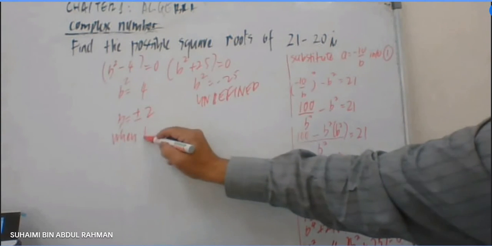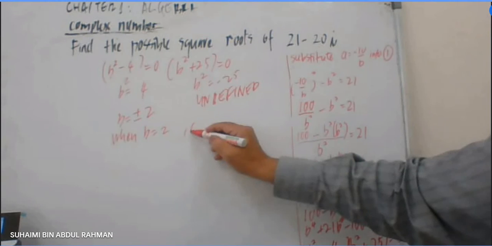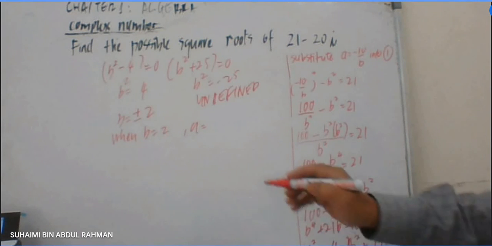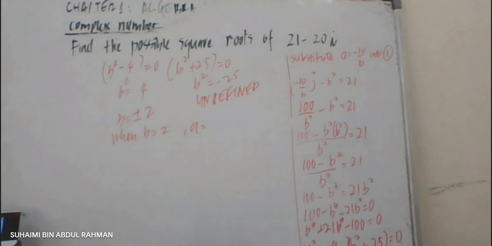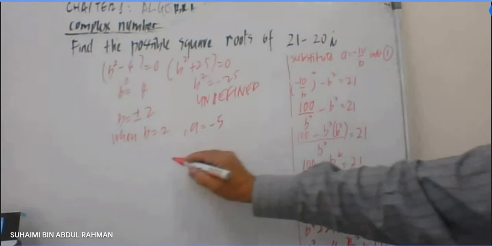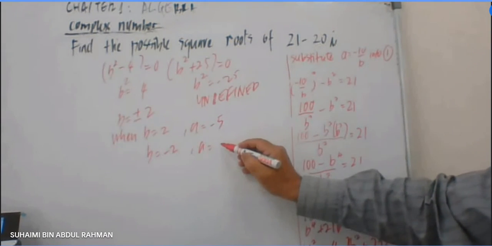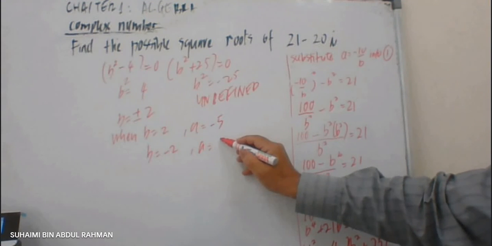So when B is 2, what is the value of A? Minus 5. But when B is minus 2, A is 5.